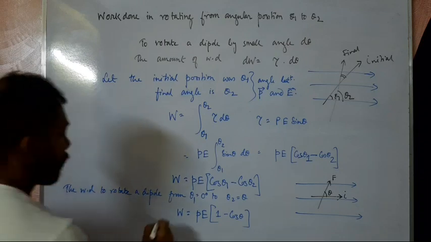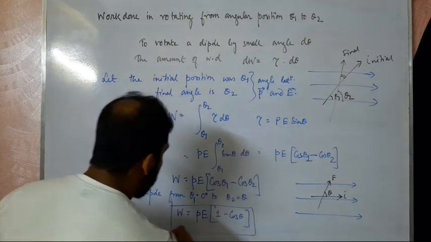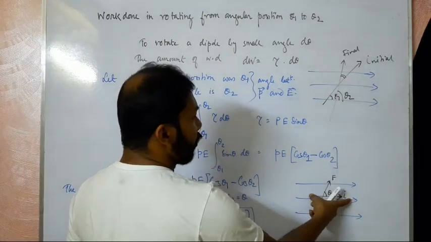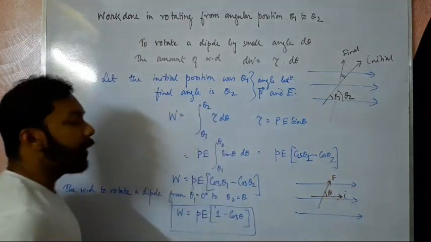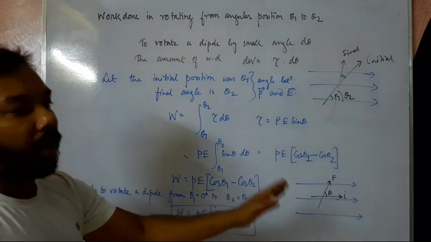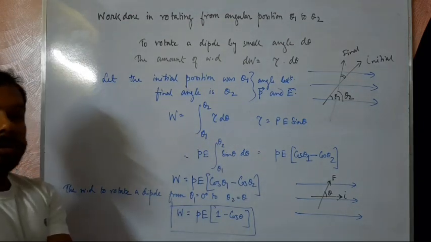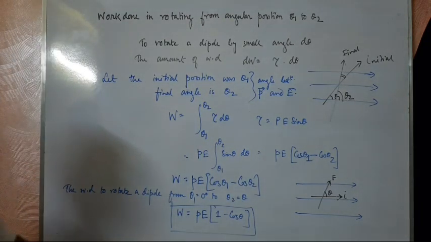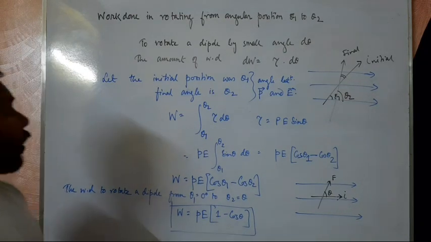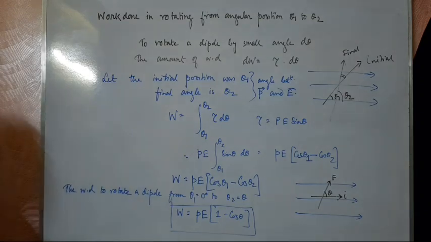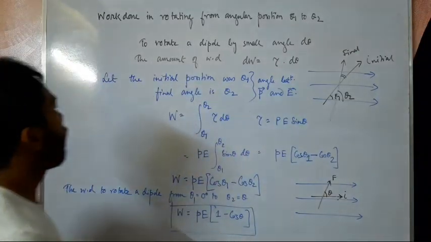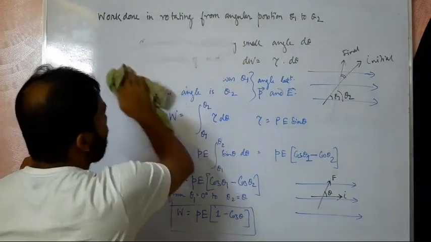So this is the amount of work done when we rotate a dipole from its equilibrium position to any other given position. If we turn a dipole by an amount θ from its equilibrium position, the amount of work done will be this. So this is the amount of work done that we have found. Now in different positions we can have special cases. Let us see the special cases.